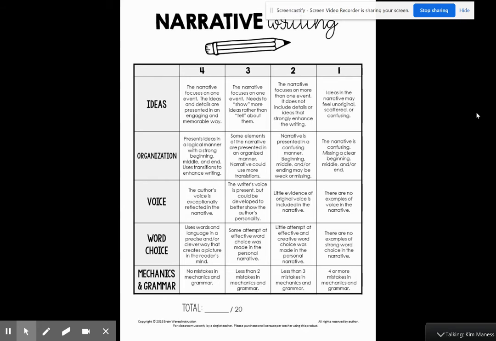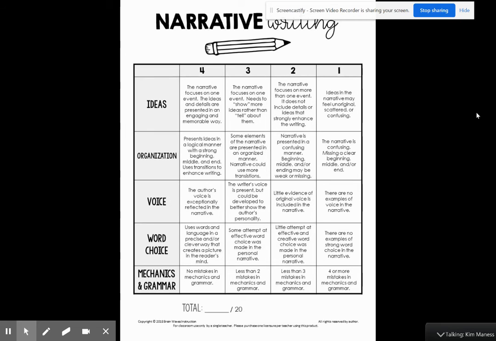For organization, present ideas in a logical manner with a strong beginning, middle, and end. Use transitions to enhance writing. So we'll be working on transitions. Voice. The author's voice is exceptionally reflected in the narrative. Word choice uses words and language in a precise and or clever way that creates a picture in the reader's mind. Mechanics and grammar. No mistakes in mechanics and grammar.